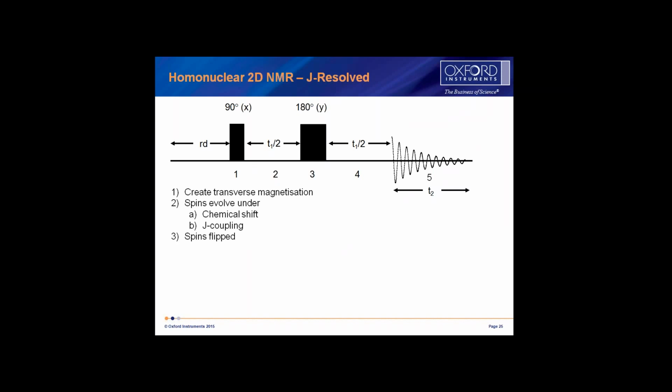But then we apply a 180-degree pulse. The effect of that pulse is to refocus the chemical shift that has happened in period 2, such that by the end of period 4, the total chemical shift has been refocused, but the J-coupling continues to evolve. Finally, we collect our direct time signal, and once again, we rinse and repeat to build up the 2D data set.